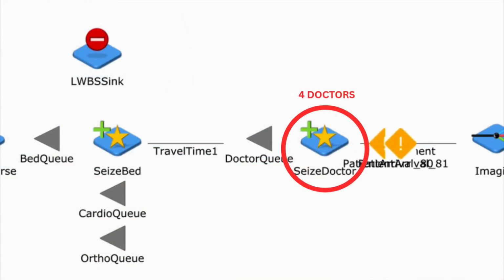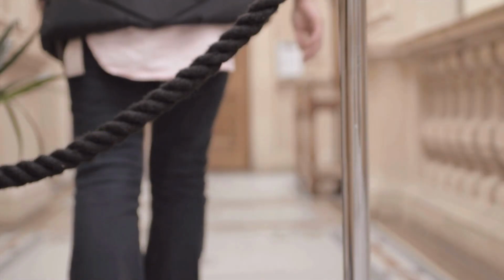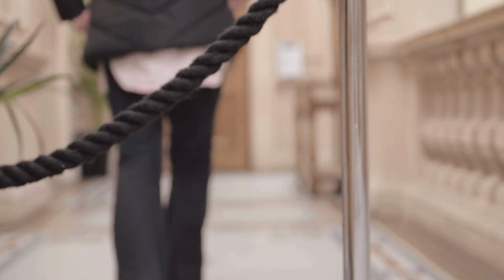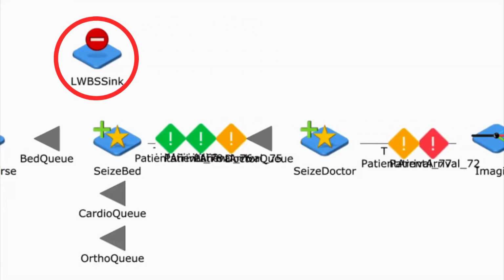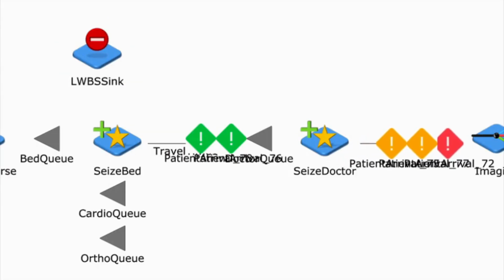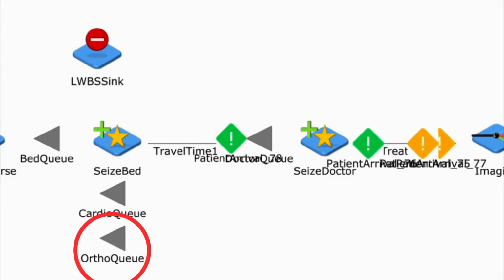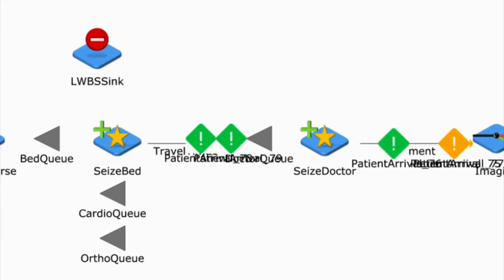If non-critical patients wait longer than 4 hours at either queue, they leave the system entirely, captured by the left without being seen sink at the top. You can also see the cardiology and orthopedics queues below, which come into play after treatment.